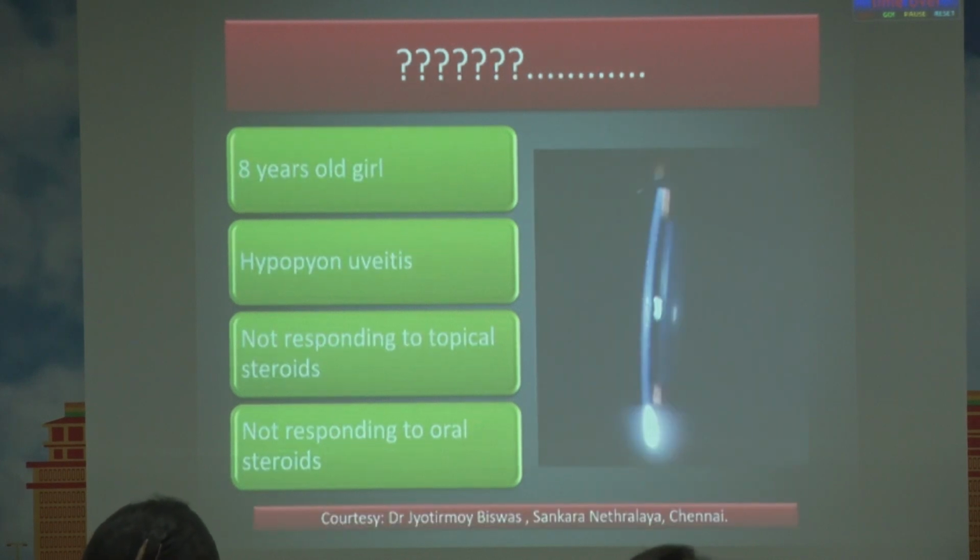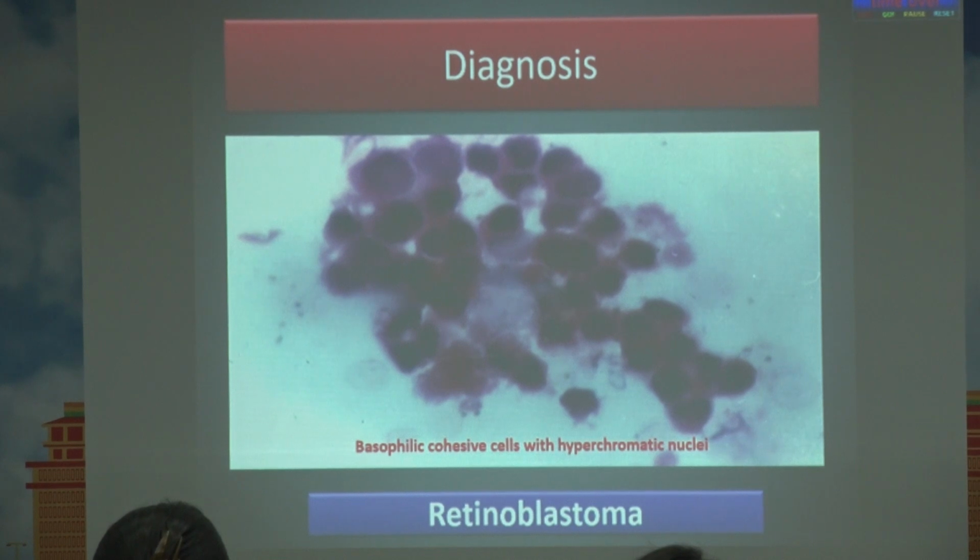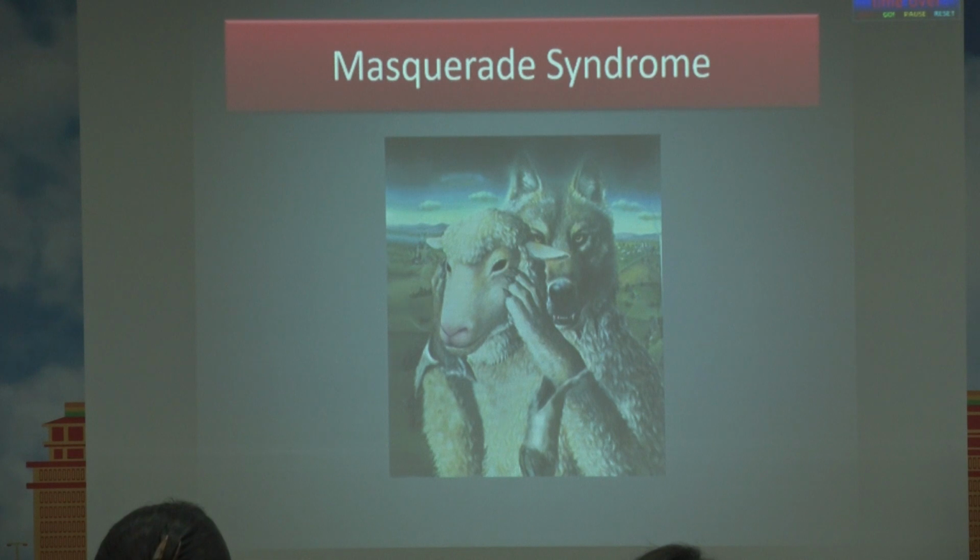Now, this is a case from when I was a resident under JB sir. It was an 8-year-old girl who presented with hypopyon and uveitis. A battery of investigations was done, not responding to topical steroids, then we switched over to oral steroids, not responding, then I went to sir. Sir did an IAC tap, sent it to the cytology lab, and it was found to be a case of retinoblastoma. So beware of masquerades. They can be there.